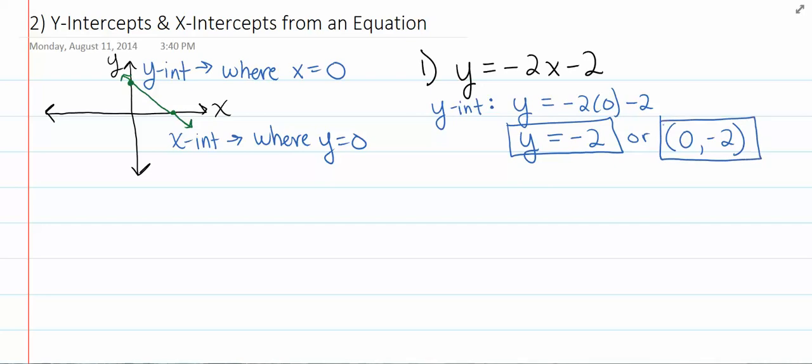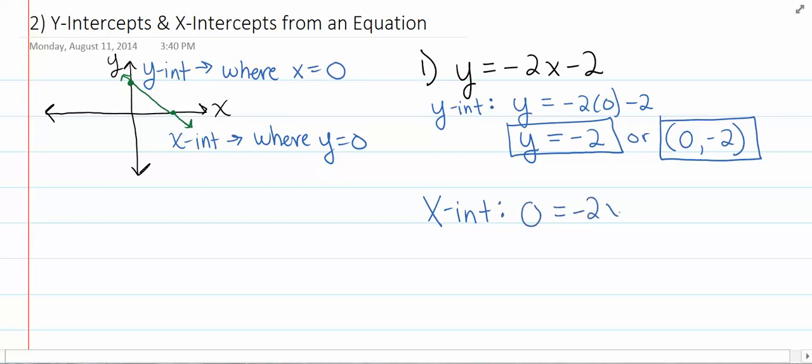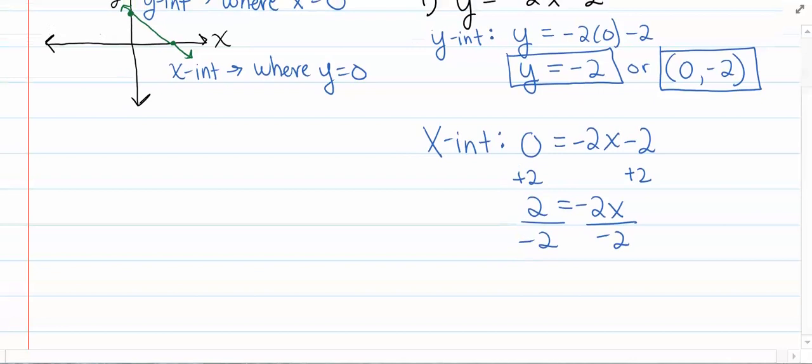Now if you think about your x-intercept, this is where y is equal to 0. So I'm going to plug in 0 for y, and then I need to solve for x. So solving an equation, I'm going to add 2 to both sides, divide by negative 2. So therefore x equals negative 1.